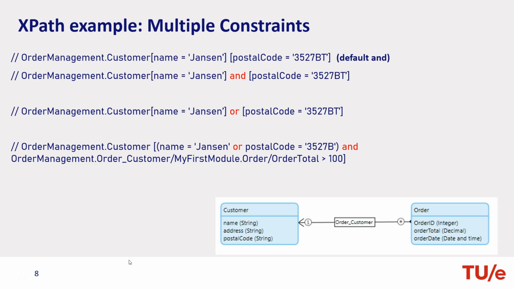Here, we see an example with multiple constraints. The expressions in the first lines return customers that have the name Janssen, who also have the given postal code. The third expression returns the customers with at least one order that amounts to less than 100 euros and have either the name Janssen or the given postal code.